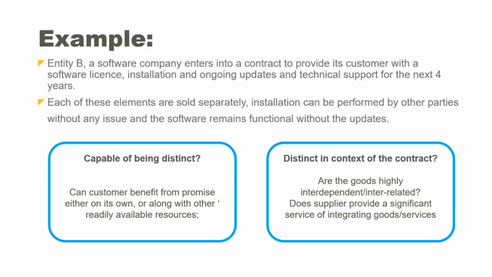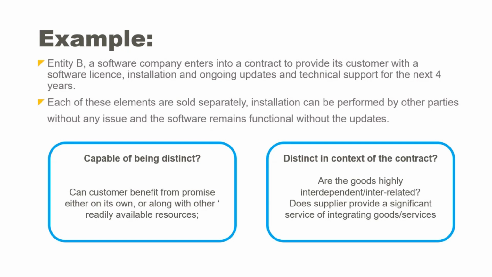So the questions you have to ask yourself to determine how many performance obligations there are is whether the separate elements in this contract are capable of being distinct. So can the customer benefit from each of these promises on its own or along with other readily available resources? And the next question to ask yourself, are each of these different elements distinct in the context of the contract? So that means, are the goods or services highly interdependent, interrelated, or does the supplier provide a significant service of integrating the goods or services?